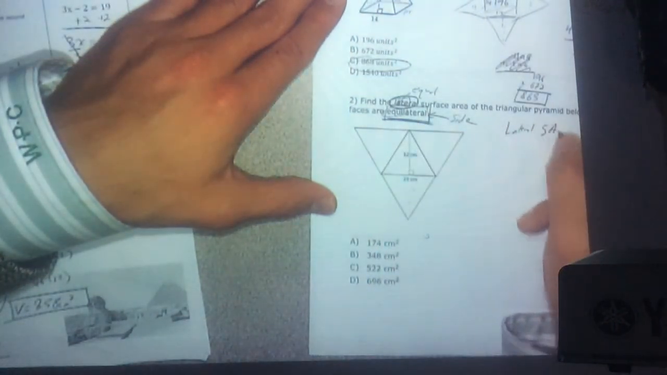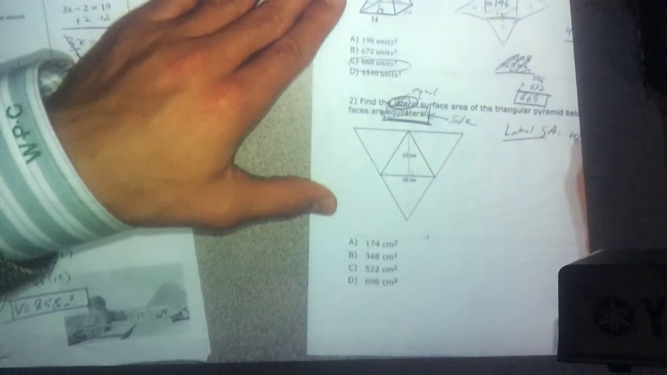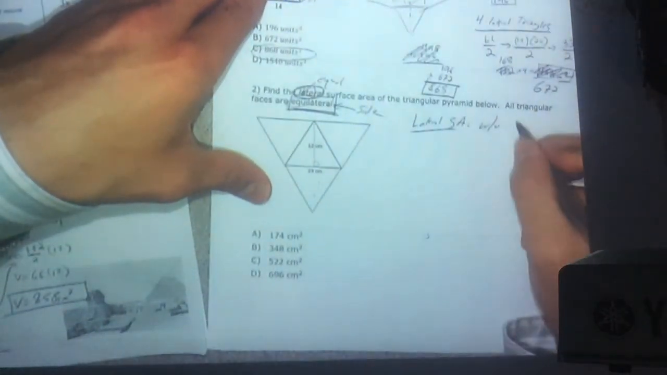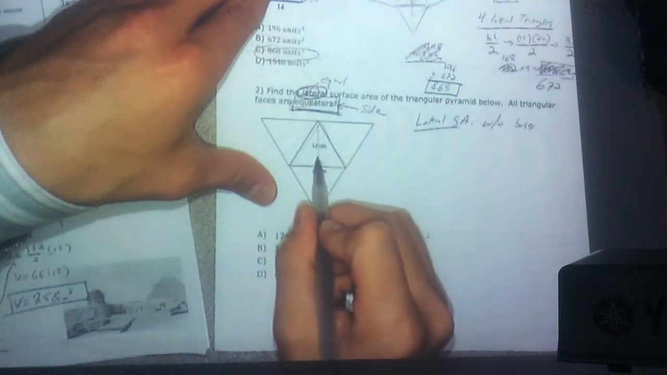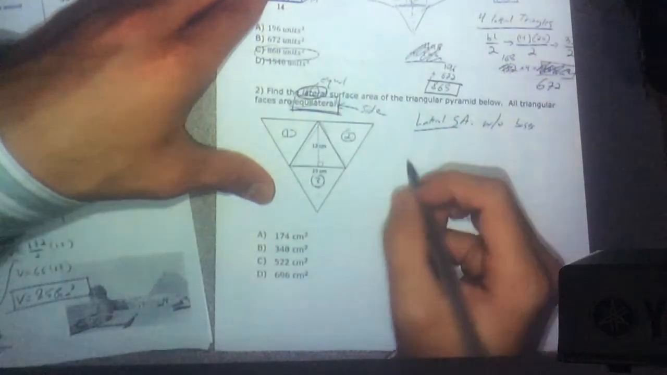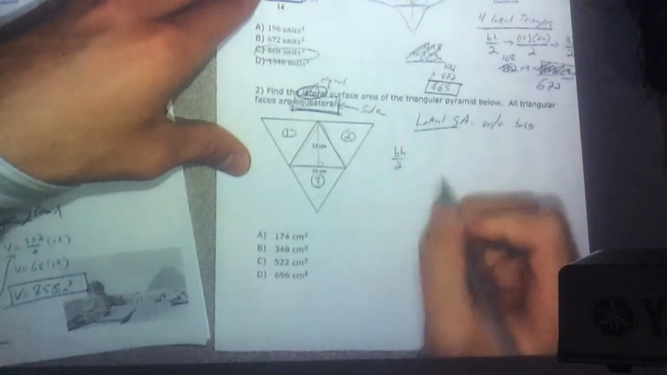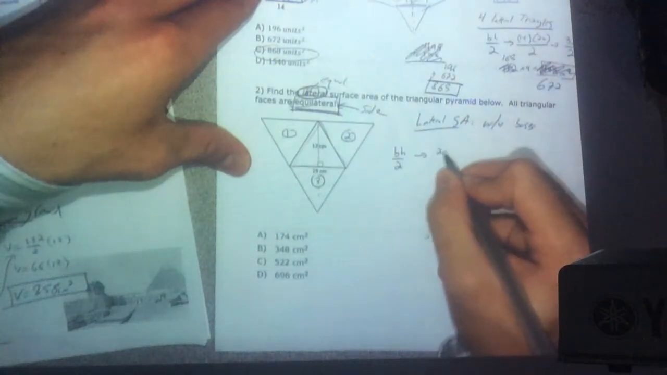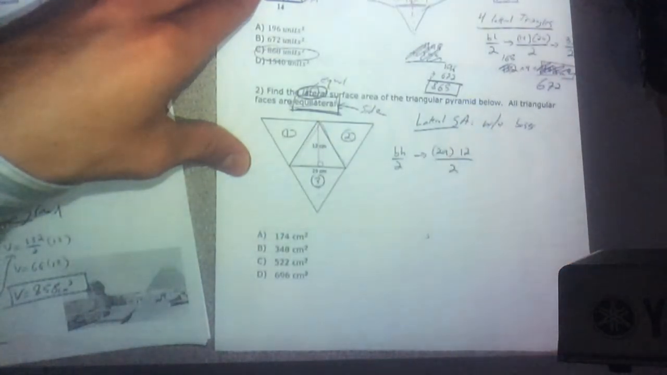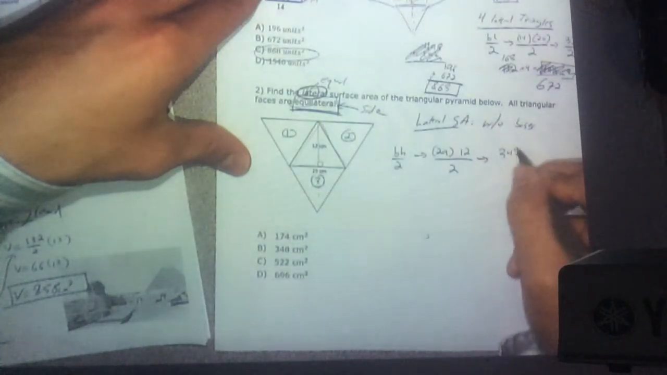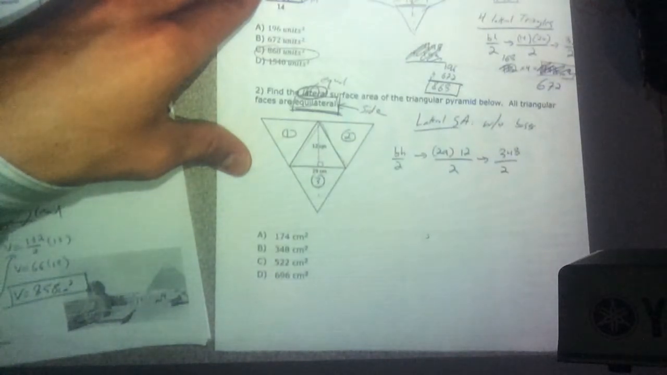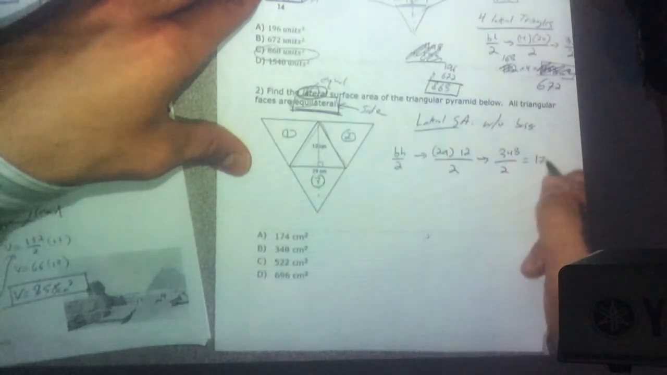Now, but I want lateral surface area. Lateral surface area means without the bases. So all these triangles are the same area. So I just need to figure out the area of this one triangle, and then multiply it by 1, 2, and 3. So base times height divided by 2. The base is 29, the height is 12, and I'll divide that by 2. 29 times 12 is 348. Divided by 2 is going to be 174.